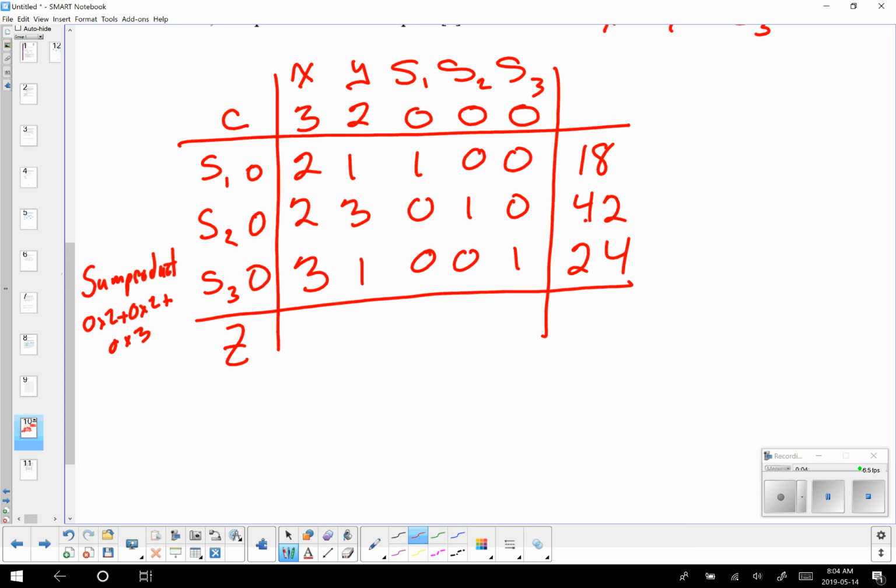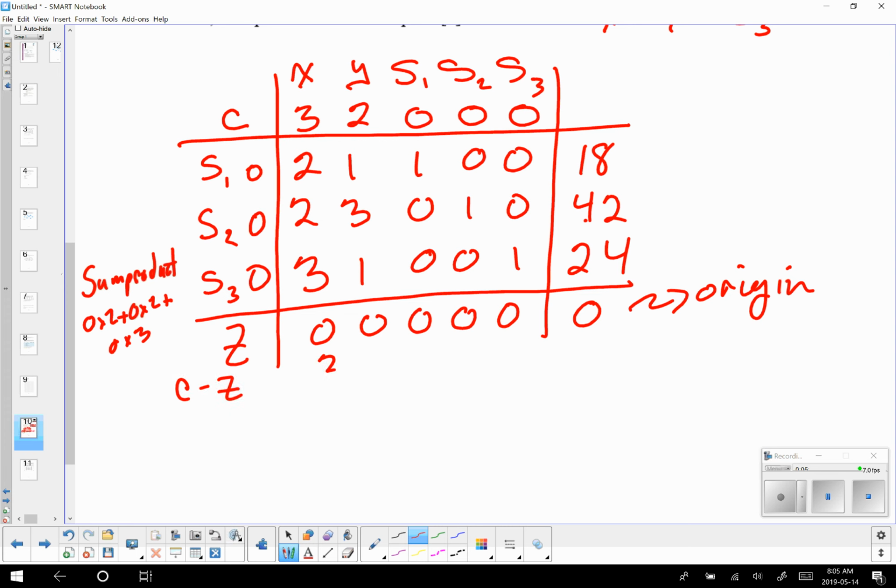So this is our Z value, the one that we found previously in graphing or in Excel. So these are always going to be 0. This is the origin if we go back and check in our graphical solution. And then C minus Z, so that's 3, 2, 0, 0, 0. Okay, so now we're doing a replacement. And our first job is to find the largest here.